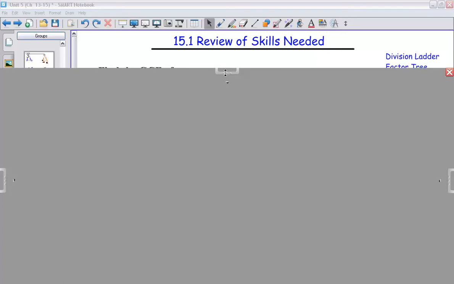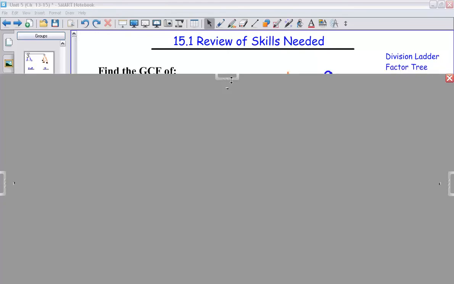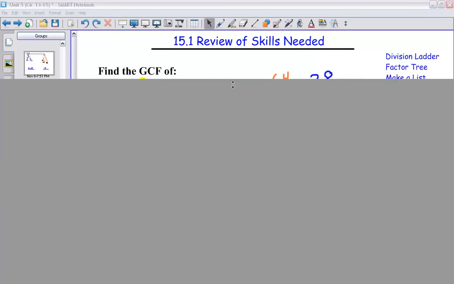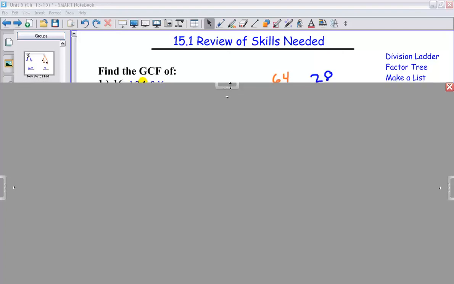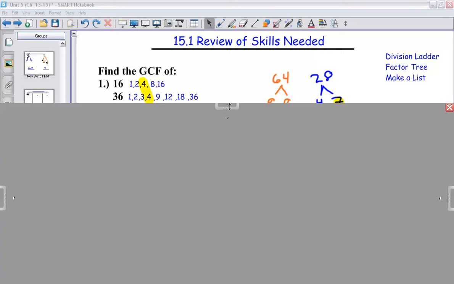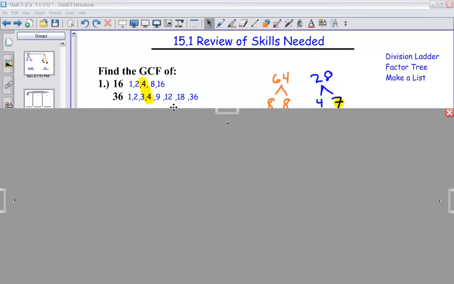Hi guys. Today we're going to be talking about equivalent fractions, and this is lesson 15.1 in our textbook. So the first thing that we're going to talk about before we get into equivalent fractions is a little reminder of some different skills that we need to be able to do when we're writing equivalent fractions. One of those is being able to find the greatest common factor between two different numbers. So if you look in your notes packet, we're going to find the greatest common factor of 16 and 36.